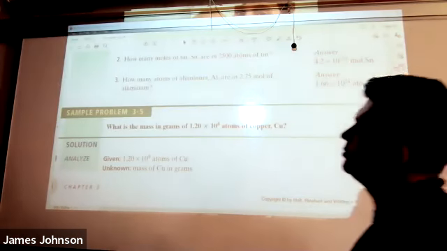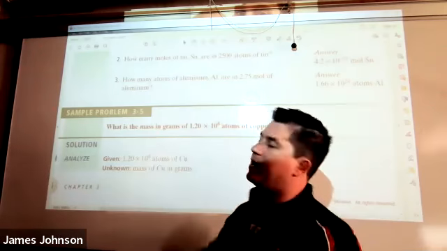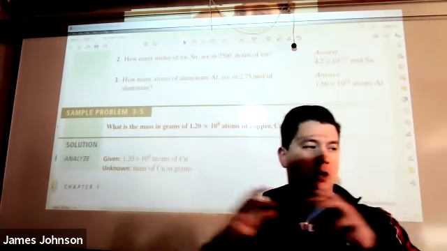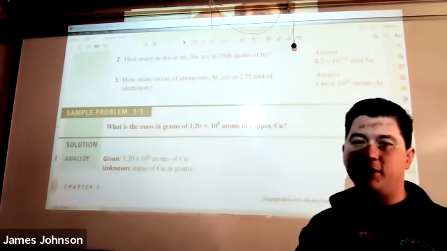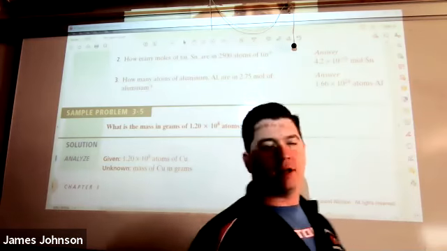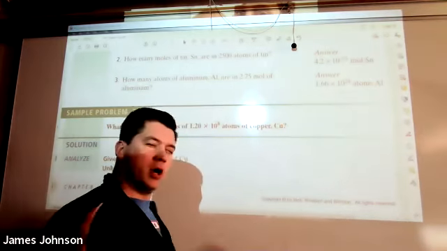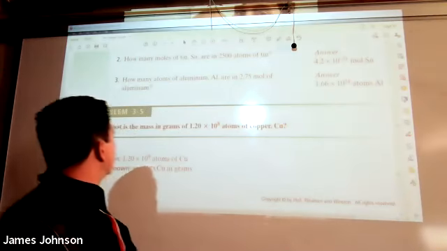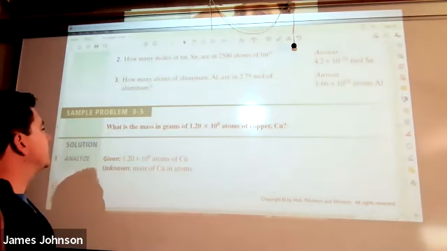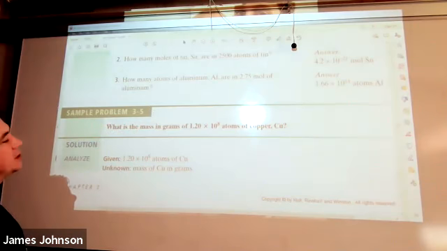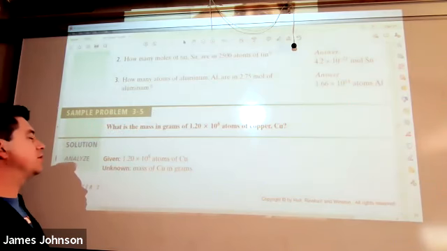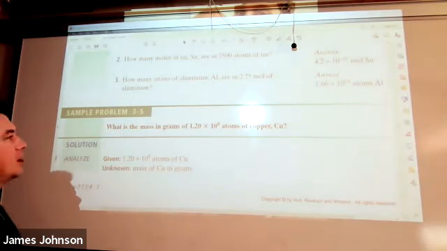All right, let's get on to sample problem 3-5. And we're going to have a much larger calculation here, like 50% larger, 100% larger. Check that. What is the mass in grams of 1.20 times 10 to the 8th atoms of copper?